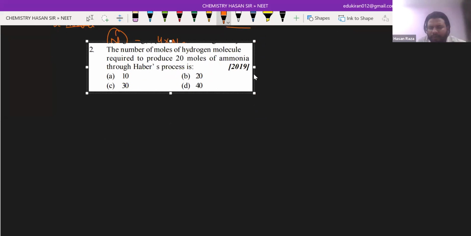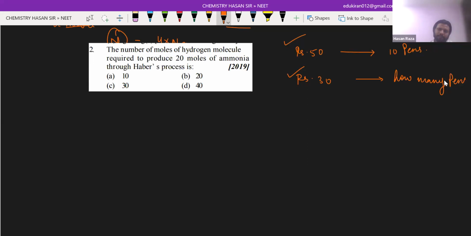Stoichiometry is all about the unitary method. Are you aware of the unitary method? If you spend 50 rupees and you get 10 pens, can you tell me how many pens you will get for 30 rupees? 6 pens. So for rupees 1, what will be the value? 10 upon 50. And for rupees 30, what will be the value? 10 by 50 into 30. And you got the value 6 pens, right?